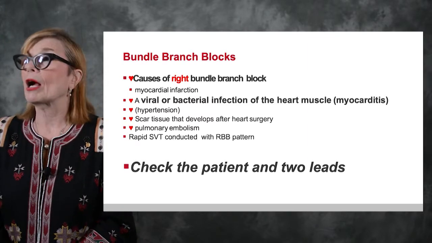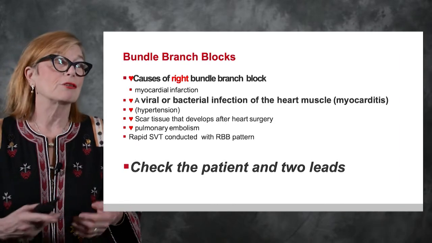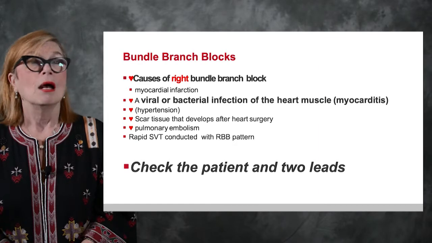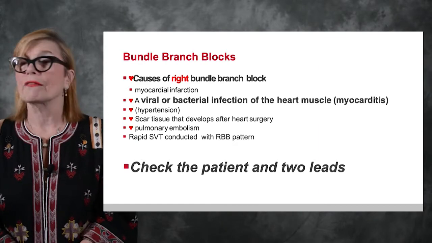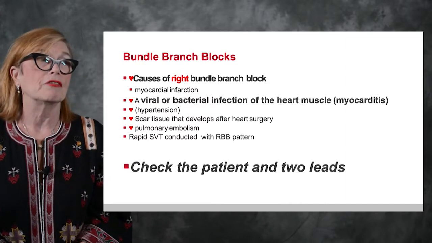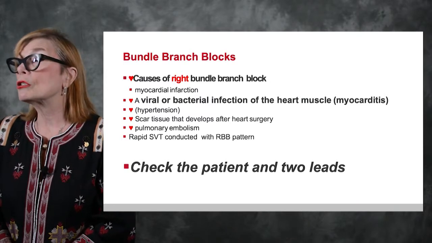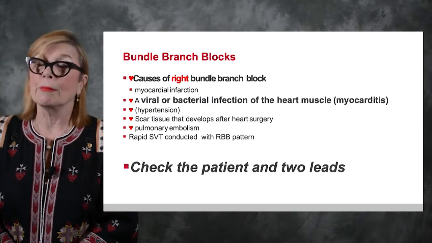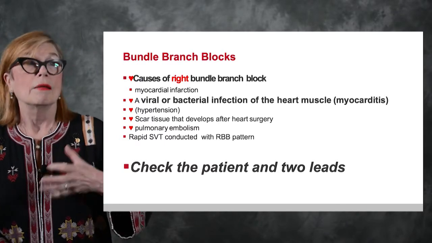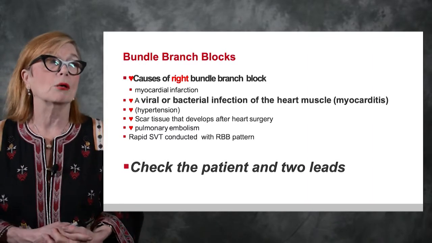So causes of right bundle branch block: myocardial infarction, most particularly left anterior descending disease, because the LAD is what supplies the right bundle. Also, viral or bacterial infection of the heart muscle, known as myocarditis, which is not uncommon in patients with COVID virus, so you might see a right bundle branch block in those patients. Patients who have pulmonary hypertension, pulmonary embolism, anything that increases right ventricular afterload that's obstructing outflow from the right ventricle can cause a right bundle branch block.